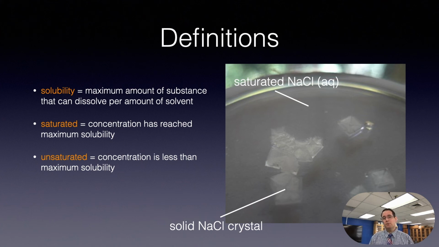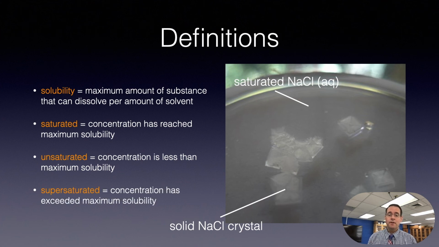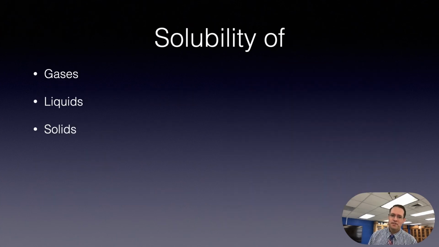In this picture here, we have a saturated sodium chloride solution that's depositing solid sodium chloride crystals as the solution evaporates. All right. Now, we do have a rare situation called supersaturation, and this is when the concentration has exceeded the maximum solubility. And this is for mostly cool demos that you can see on YouTube. I won't talk about that anymore in this class. All right, so we're going to talk about three things: solubility of gases, liquids, and solids, and I'll talk about the rules and features of these.